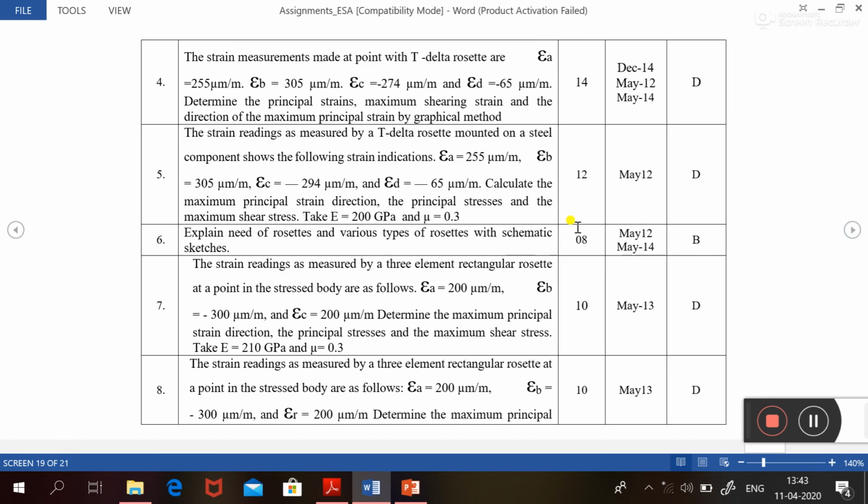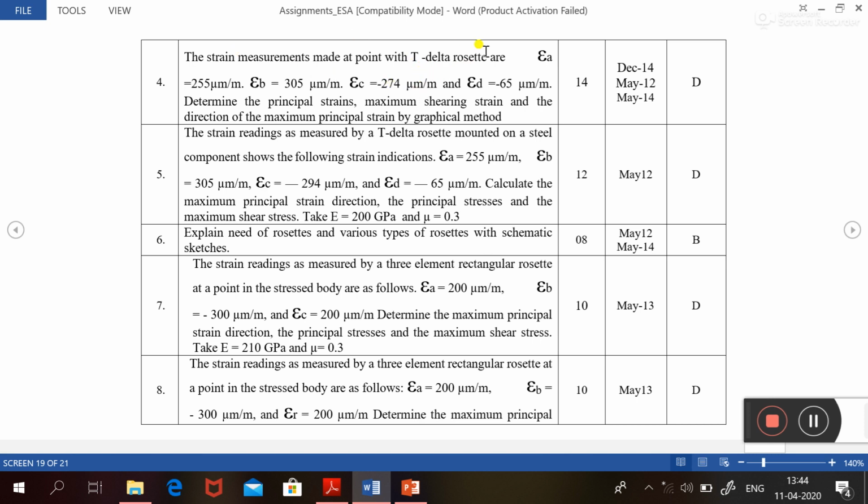Then again the third problem: the strain measurements made at a point with a T delta rosette are epsilon a is equal to something, epsilon b is equal to something, epsilon c is equal to something and epsilon d is equal to something. That means as per the T delta rosette, it consists of 4 strain gauges. Therefore the 4 strain gauges will give 4 readings. In the given data they have mentioned epsilon a to epsilon d, and from that we can easily say that the T delta rosette they have mentioned is correct.